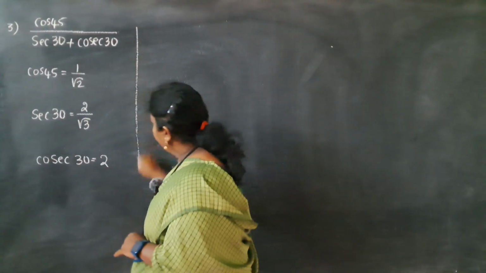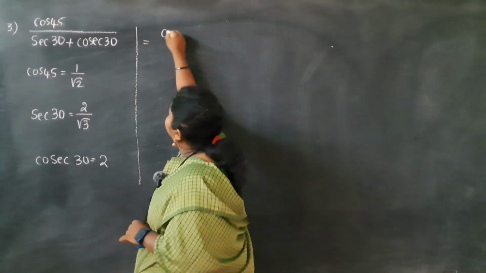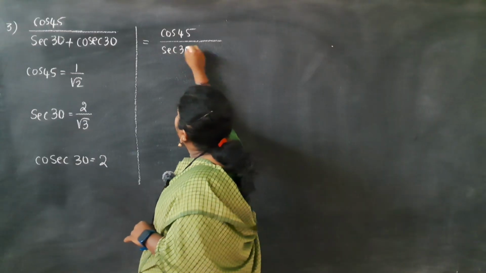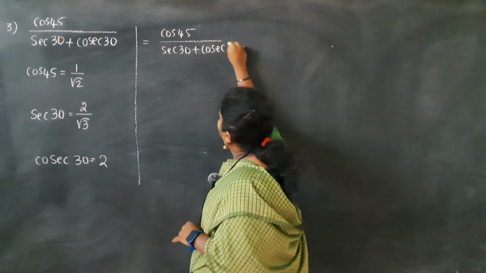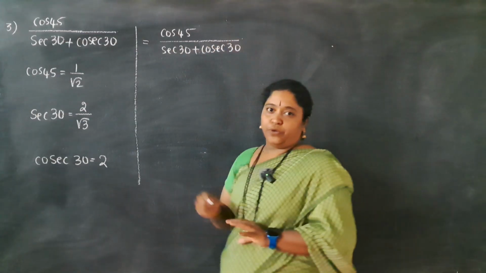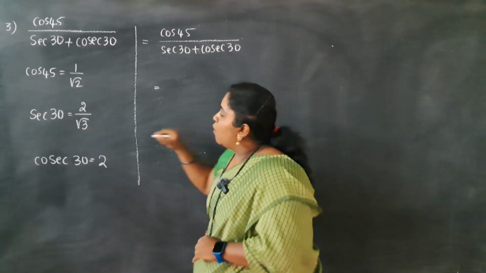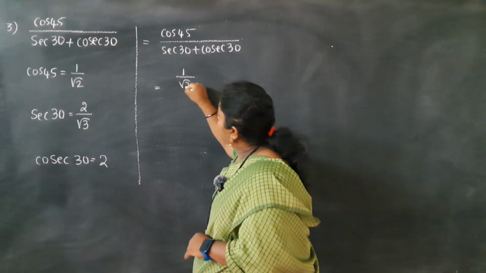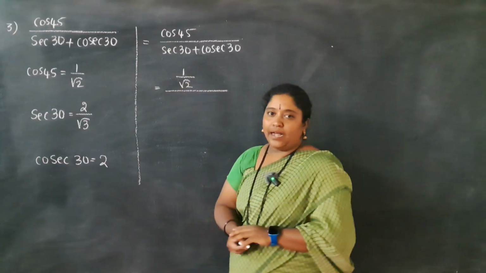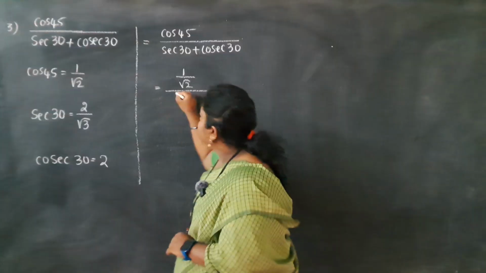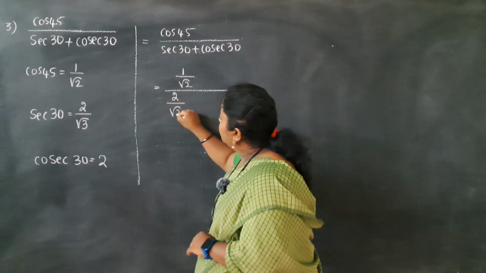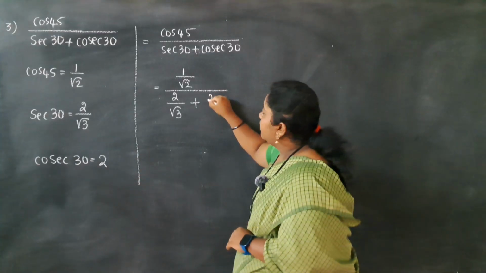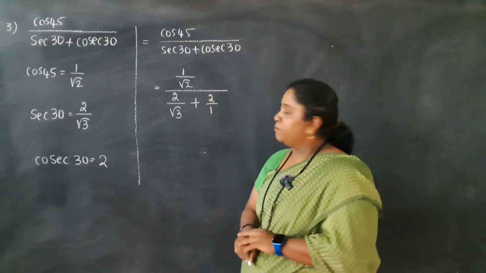Okay, let me simplify the given question. Cos 45 divided by sec 30 plus cosec 30. Let me substitute the values. What is cos 45? I have 1 by root 2. Let me write here 1 by root 2 whole divided by sec 30. What is the sec 30 value I have? 2 by root 3 plus cosec 30. What is cosec 30 I have? 2. I'll write it as 2 by 1 for simplification.